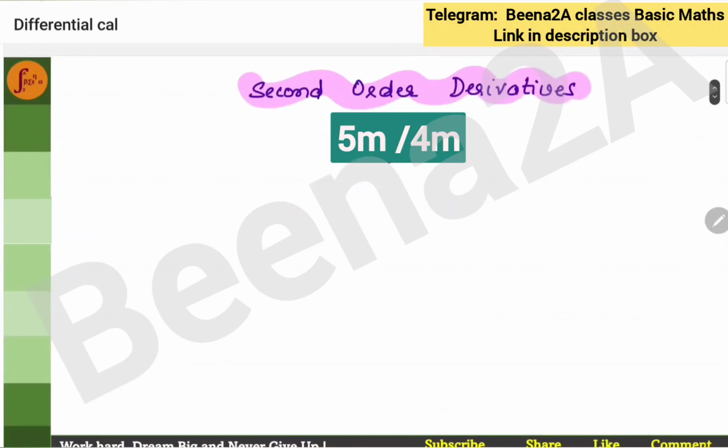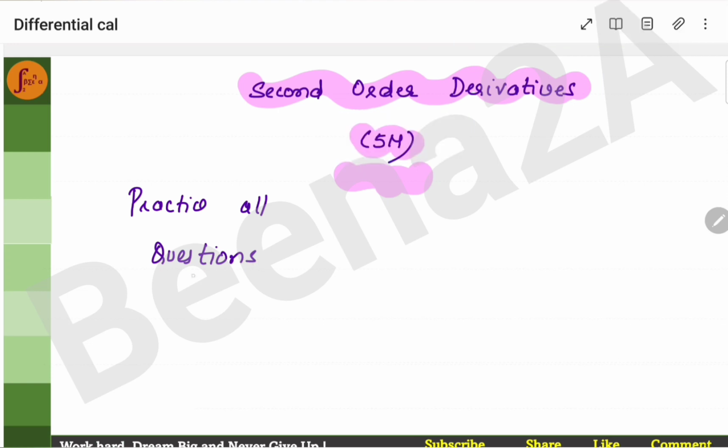Now let's look at problems related to double differentiation or second order derivative, right? These are basically 5 markers and 4 markers. So we'll look at a few problems related to this. Now you can practice all of these problems. These are just practice questions so that you can be confident that you are aware of this particular topic or concept.